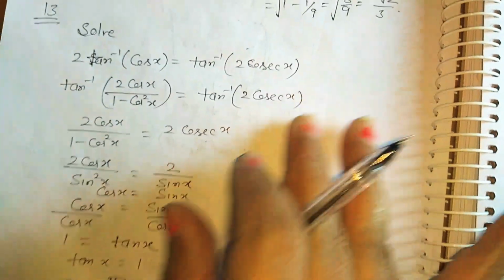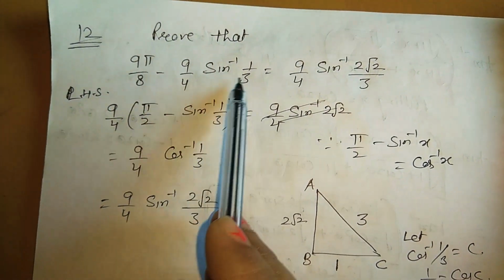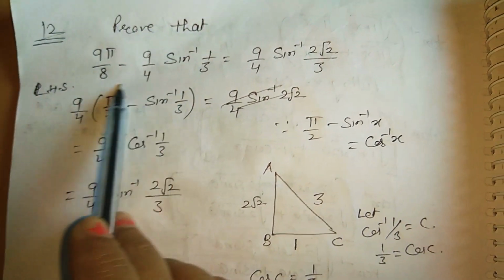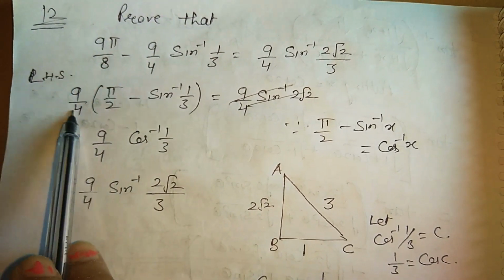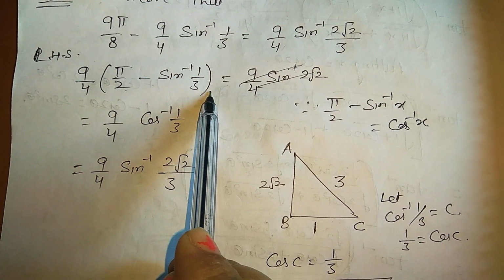Now, question number 12. Prove that this is equal to this. Look at these: 9 by 8 pi, 9 by 4, 9 by 4. So, what is common in these two? 9 by 4 is common. What is left here? Pi by 2 minus sin inverse 1 by 3.